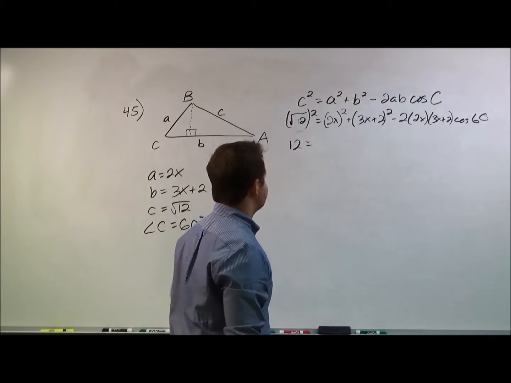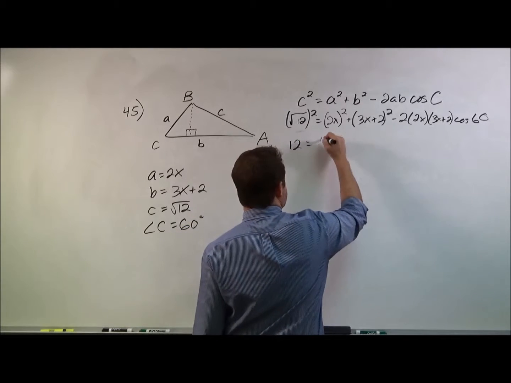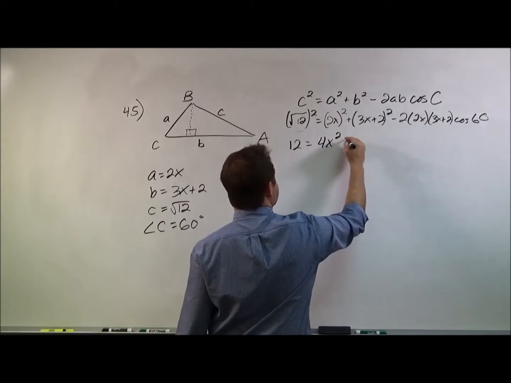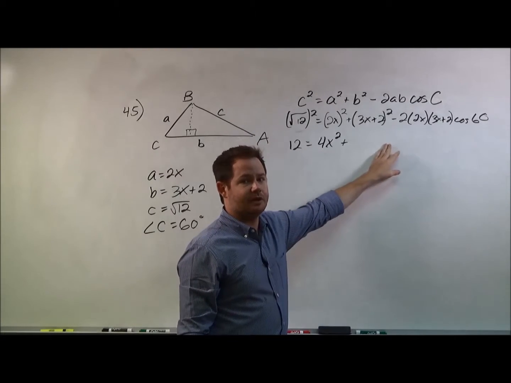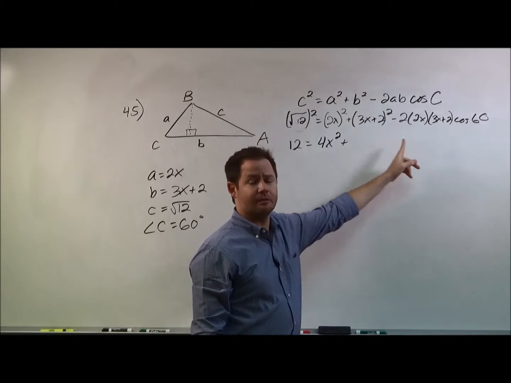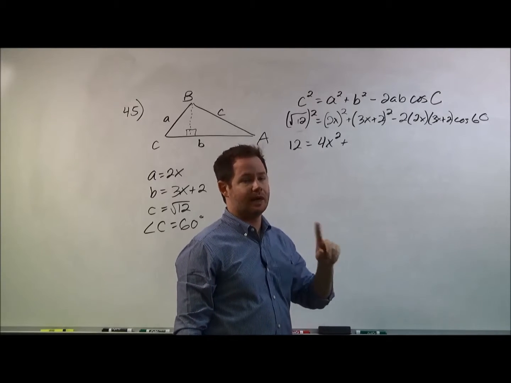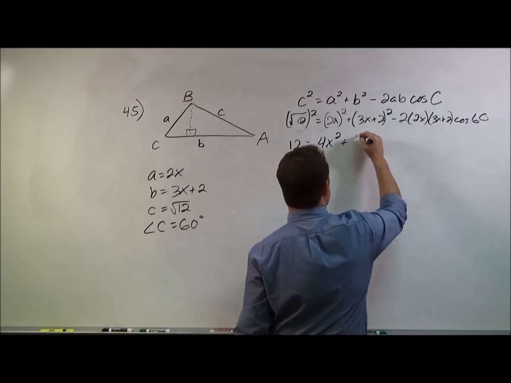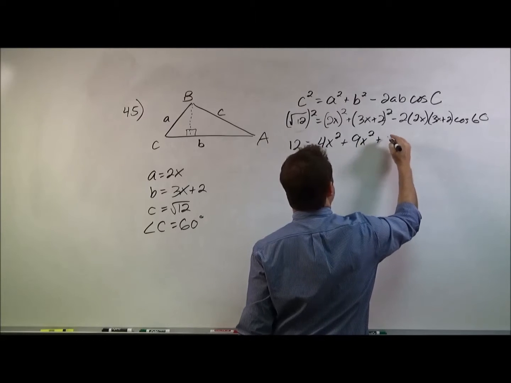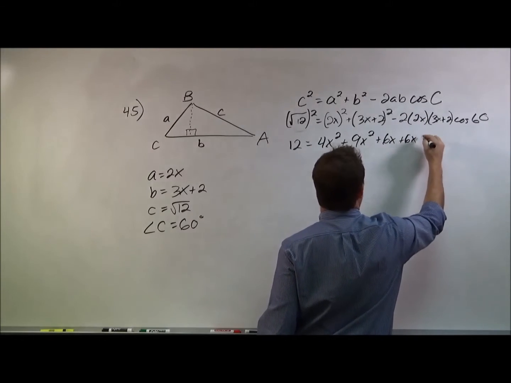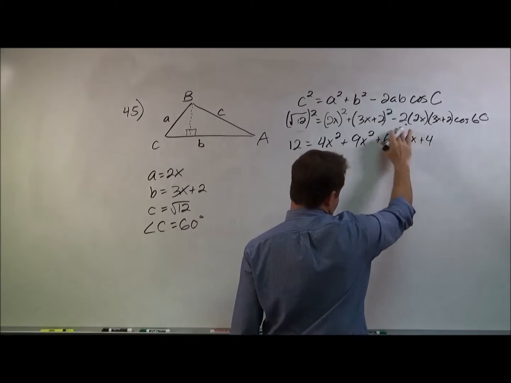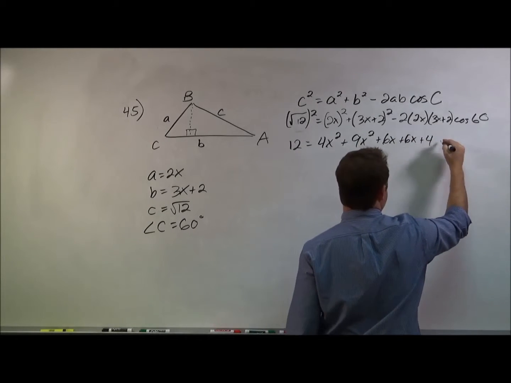Root 12 squared is 12. Quantity 2x squared, make sure you square both of them. That's 4x squared plus 3x plus 2. You can't just square each part. A lot of students here write 9x squared plus 4, which is incorrect. You have to FOIL this. When you FOIL it, you get 9x squared plus 6x when you do your outside terms, plus another 6x plus 4.